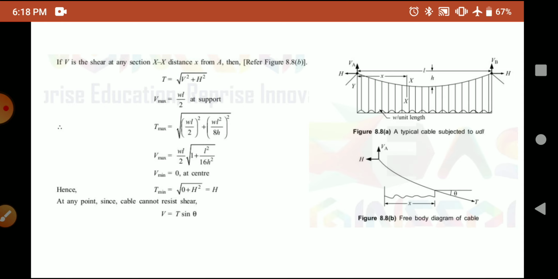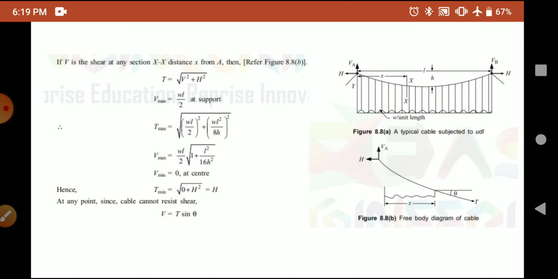And the vertical force at any point, we can find it out using the equation V equal to T into sine theta. Okay, so we found the reactions, we found the horizontal thrust exerted at the supports, we found out what is the maximum tensile force exerted and what will be the minimum tensile force exerted on the cable.